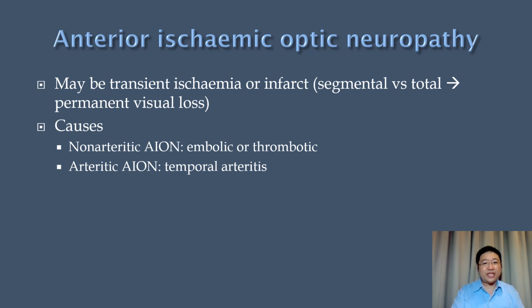Anterior ischemic optic neuropathy may be transient ischemia or infarct, segmental versus total, and the result is permanent visual loss. The causes include embolic and thrombotic, and also the arteritic cause includes temporal arteritis.